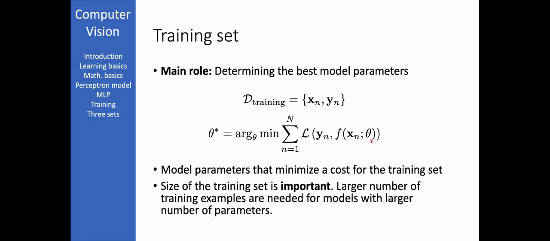Now, the size of the training set is quite important. When we have a larger number of training examples, we can fit models with a larger number of parameters. If we only have very small training sets, then the complexity of the models that we can fit is also limited.